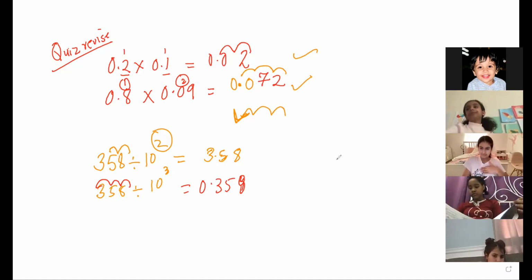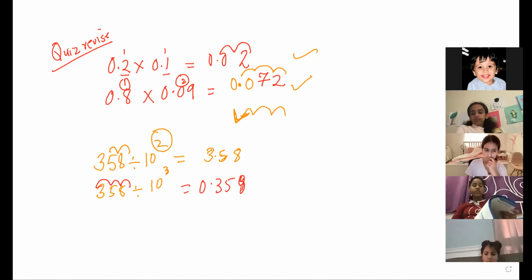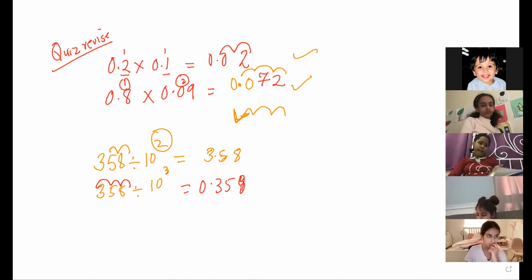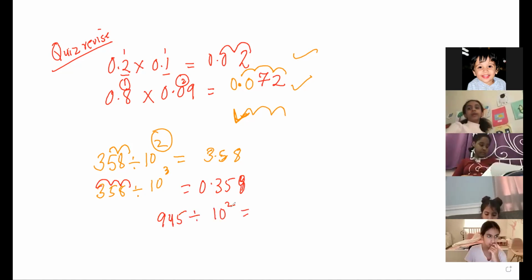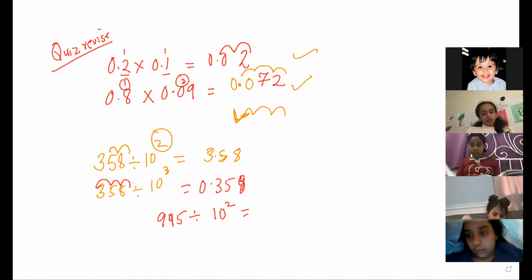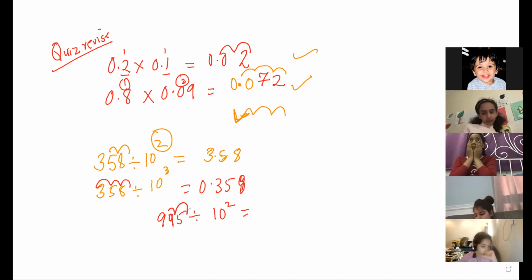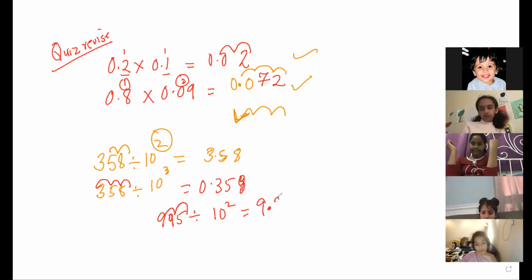Any questions? Not really. Teacher, can you redo it? See, any number they give you, okay? Let it be any number. Like for example, 995 divided by 10 squared. 10 squared means how many zeros do you have? Two zeros. Yes, so how do you move? You move one and you move two. So the point will be after the 9, 9.95.